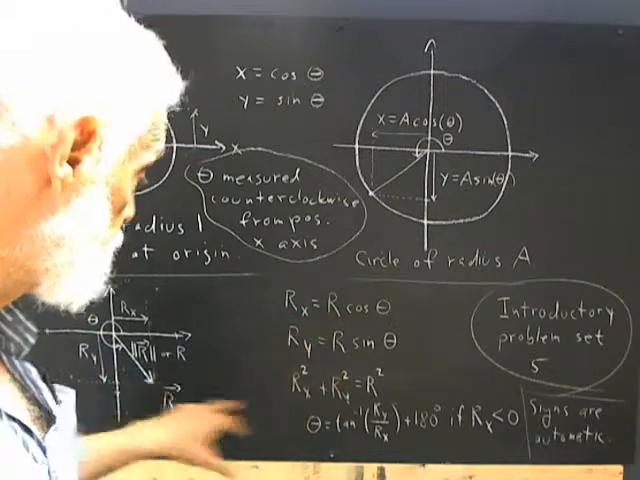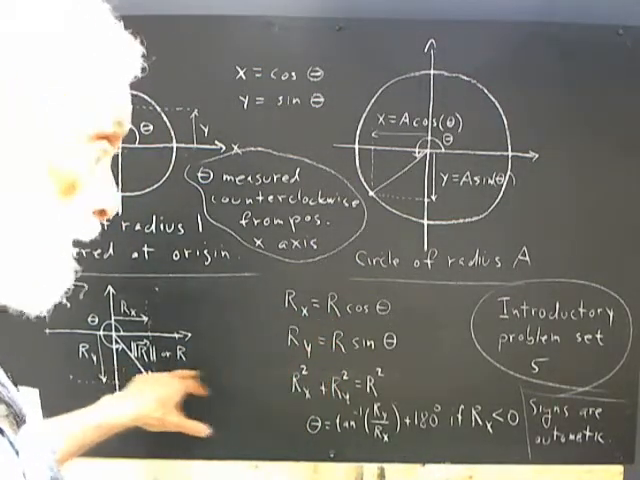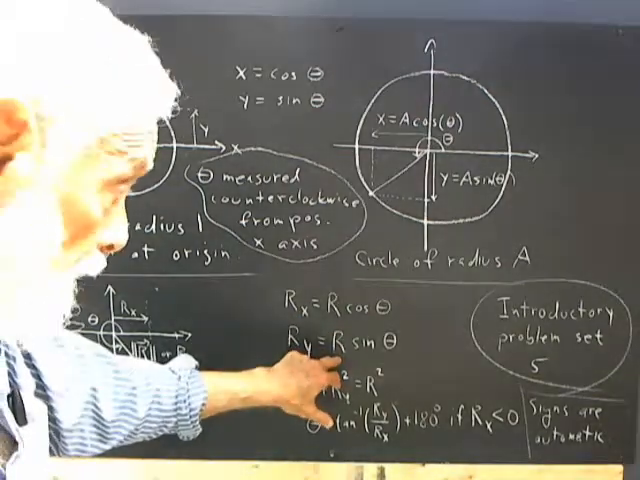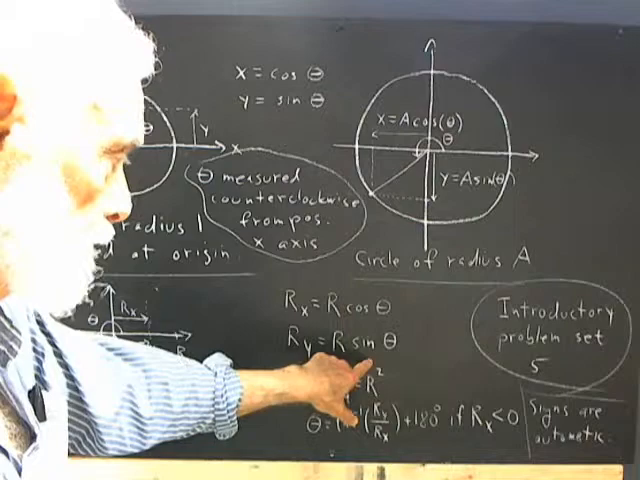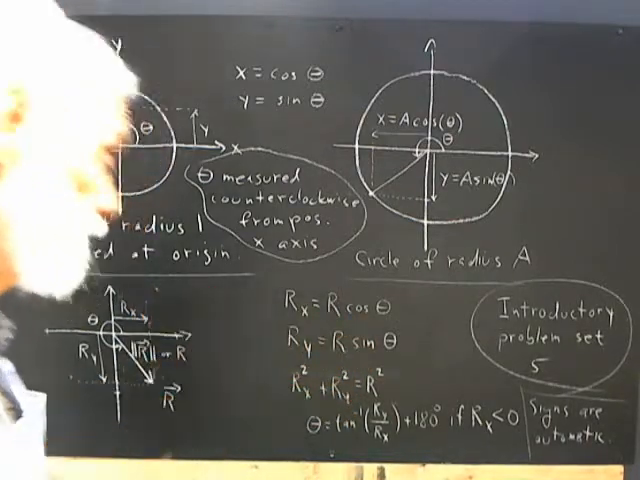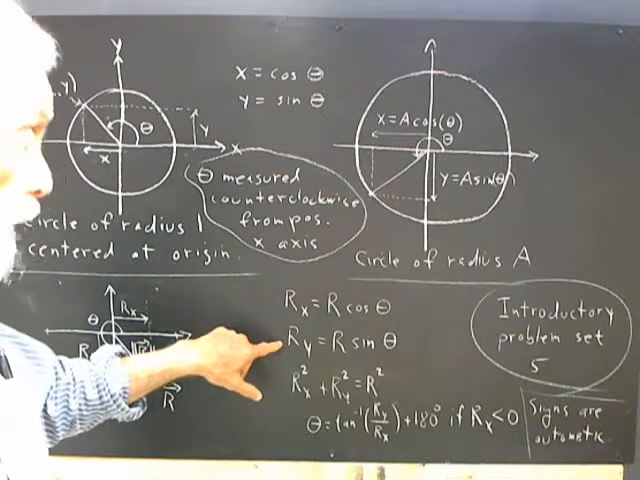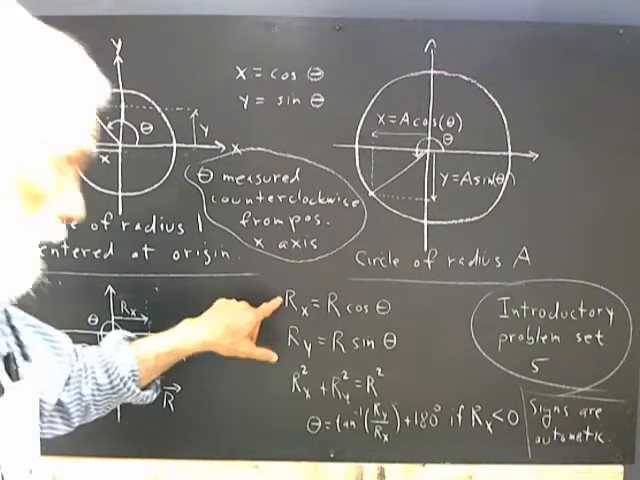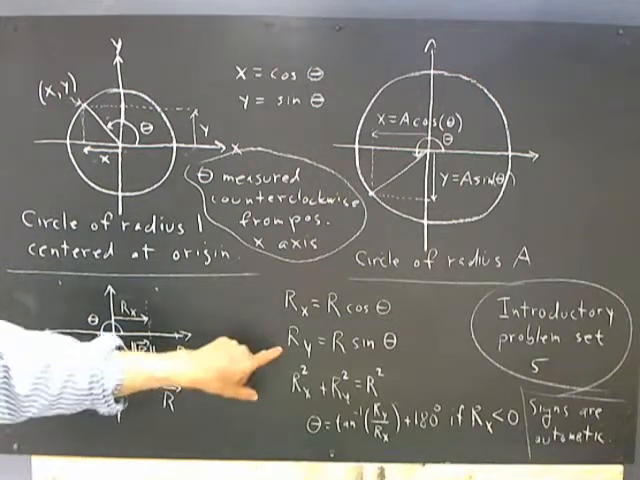Remember that r is just the magnitude of r. The magnitude of r is going to be a positive number, so r is a positive number. However, when that positive number is multiplied by a cosine or a sine, it can become positive or negative. So Rx can be positive or negative, Ry can be positive or negative. Again, in this case, Rx would be positive, Ry would be negative.